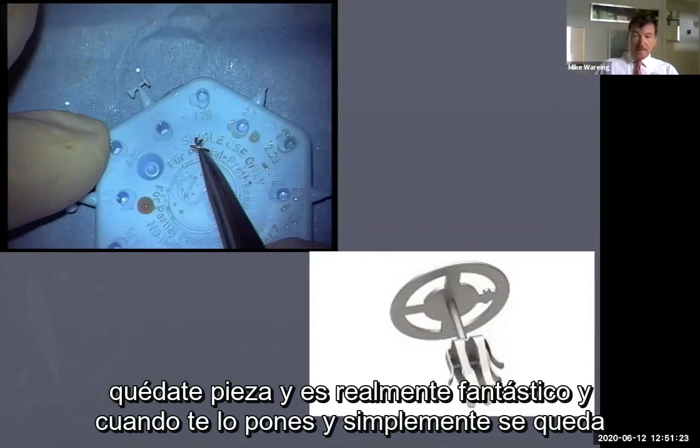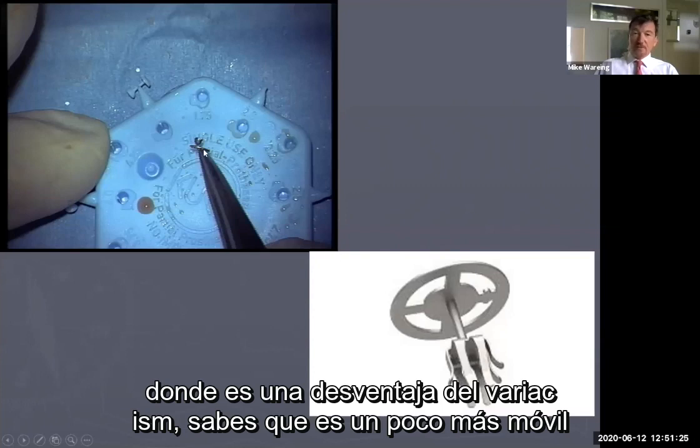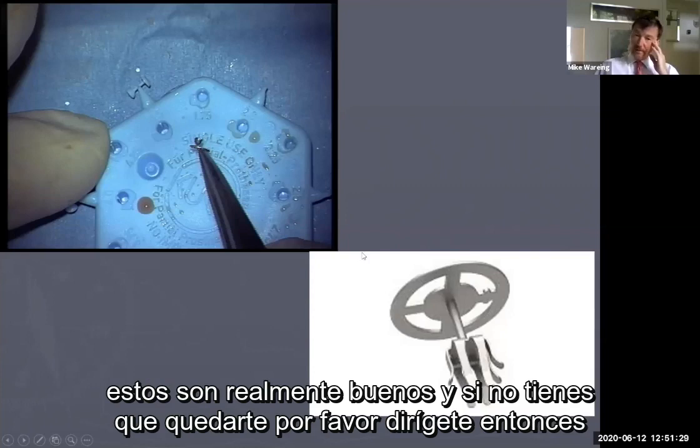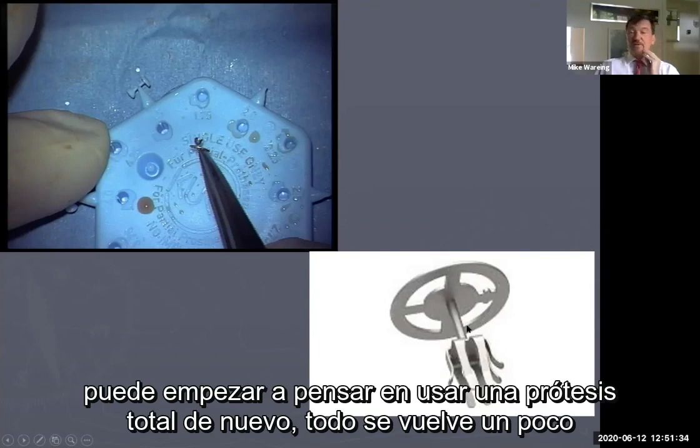I mean, you put it on and it just stays where it is. The disadvantage of the Variac is, you know, it's a bit more mobile. These are really good. And if you haven't got a stapes head, then you can start to think about using a total prosthesis. Again, it all becomes a bit difficult.